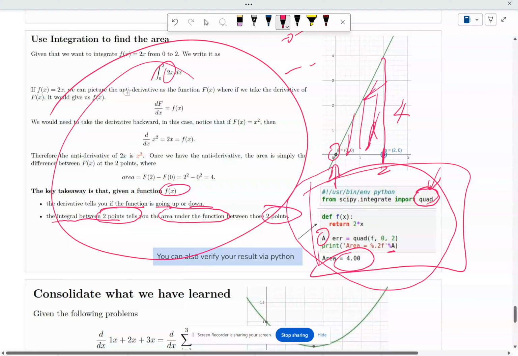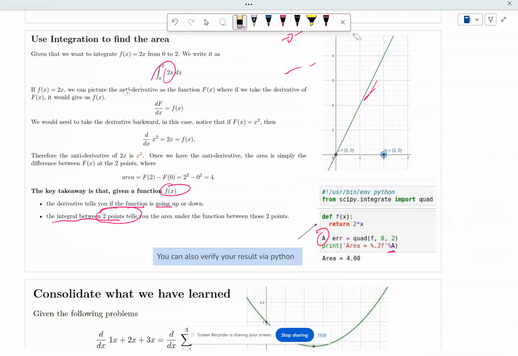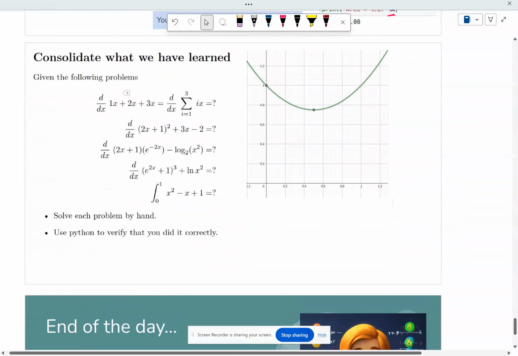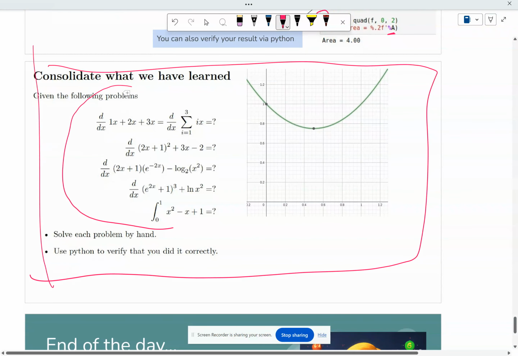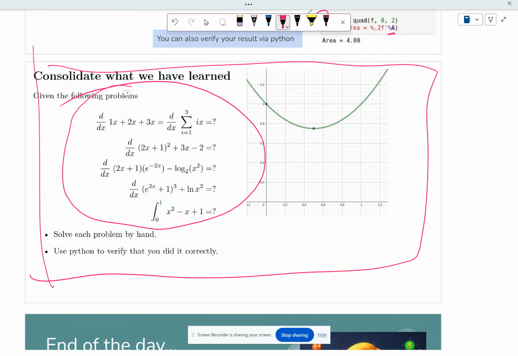Now let's consolidate everything we've learned by doing these examples. I want you to solve each one of these, the derivative and the antiderivative, by hand. Then I want you to pull out Python and see if you can confirm your own result, whether what you coded in Python is equivalent. Hopefully they're the same.